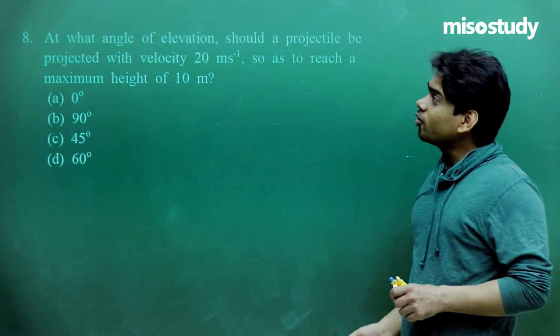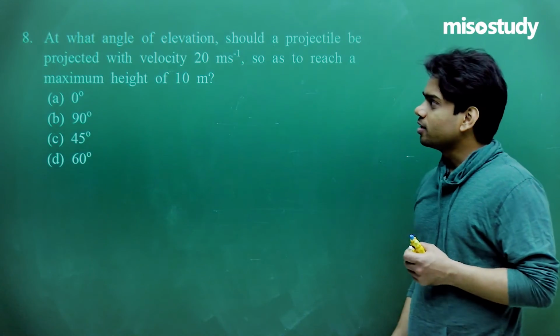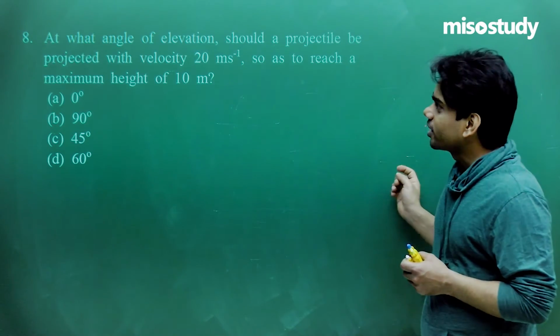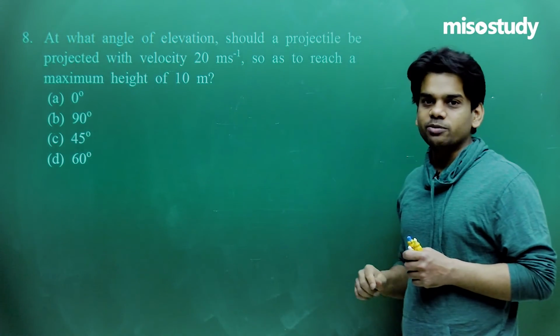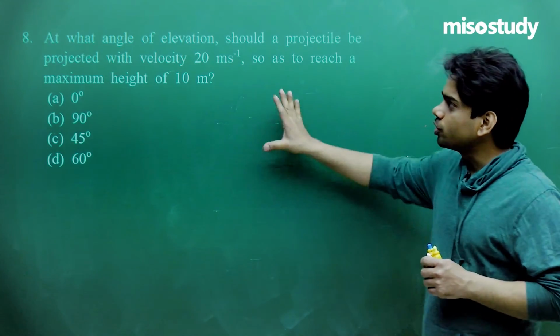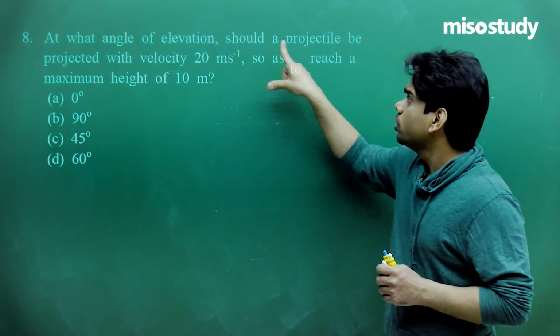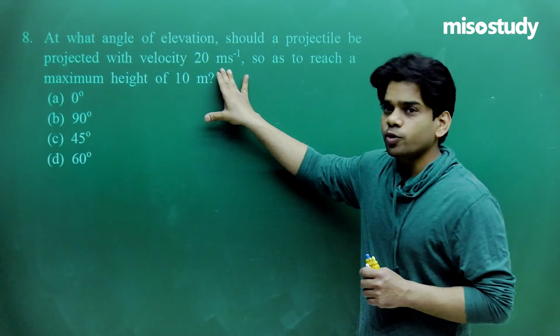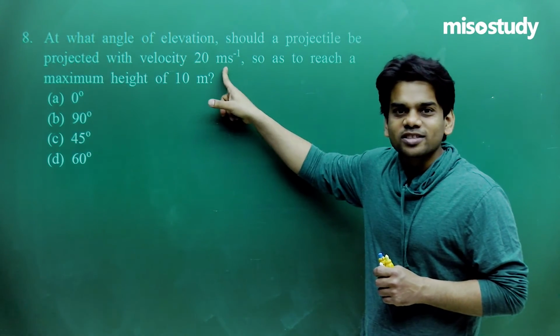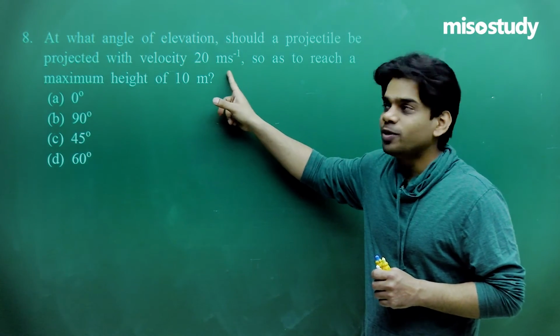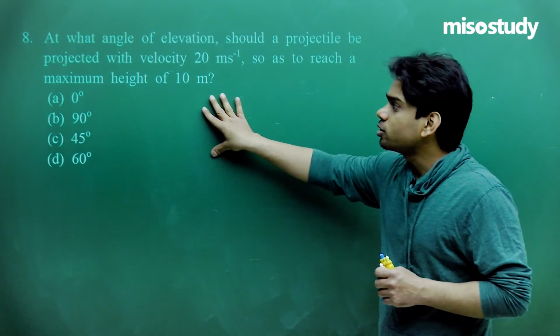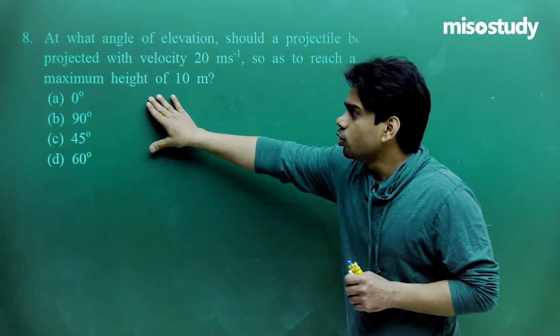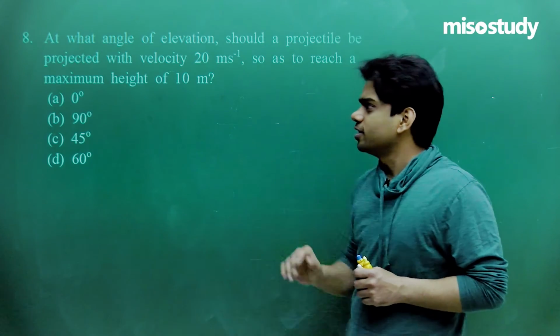At what angle of elevation should a projectile be projected with velocity 20 meter per second so as to reach a maximum height of 10 meter? Once again, let's see the question. What angle of elevation? So theta we need to find out. Should a projectile be projected with velocity 20 meter per second? Initial speed is 20 meter per second, so as to reach a maximum height of 10 meter. Options: A 0 degree, B 90 degree, C 45, D 60.